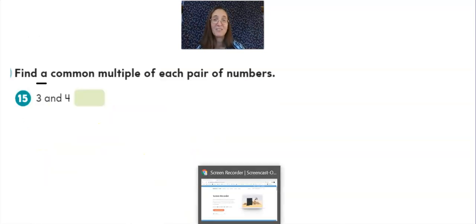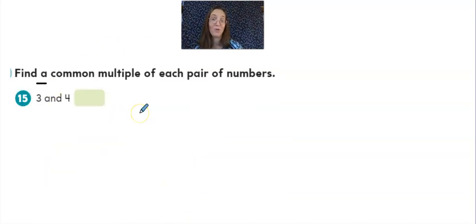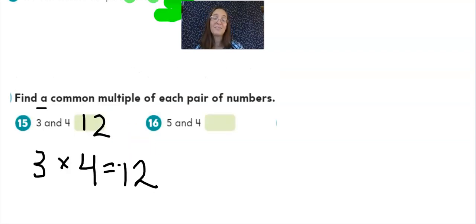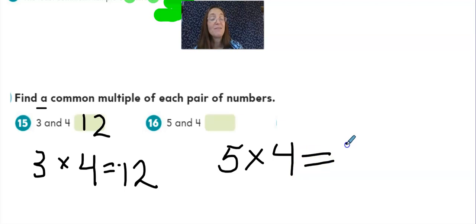So here they're asking us to find a common multiple of each pair of numbers. In this case, I could just multiply 3 times 4, and I get 12. 12 is a multiple of both 3 and 4. So multiplying two factors by each other will get you a common multiple. How about 5 and 4? Well, 5 times 4 equals 20. So 20 is a multiple that they have in common.